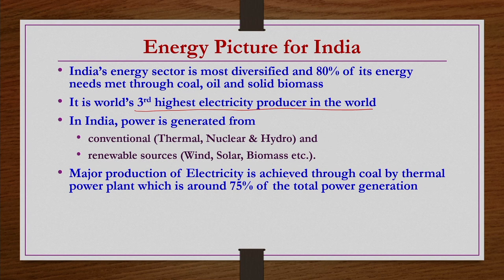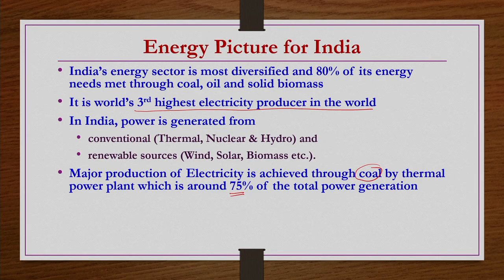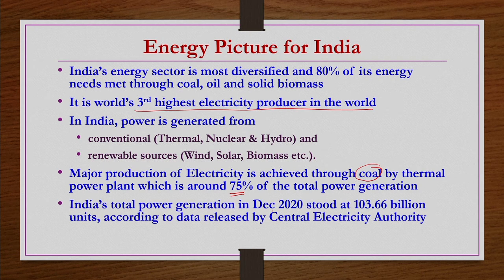Major production of electricity is achieved through coal by thermal power plants, which is around 75% of the total power generation in India. 75% of the total power being generated in India is by combustion of coal in thermal power plants. India's power generation in December 2020 stood at 103.66 billion units, according to data released by the Central Electricity Authority.